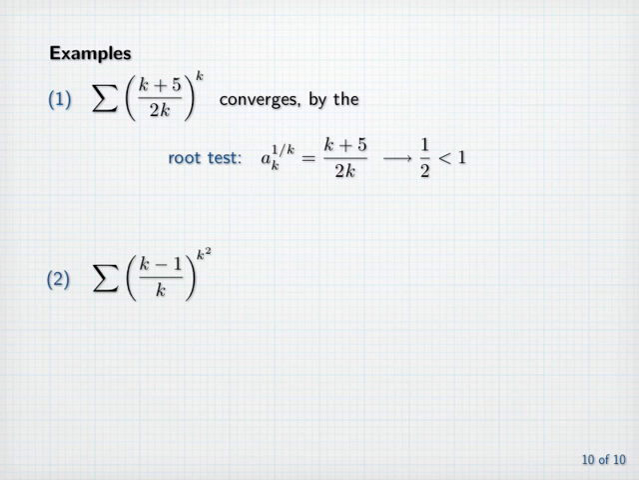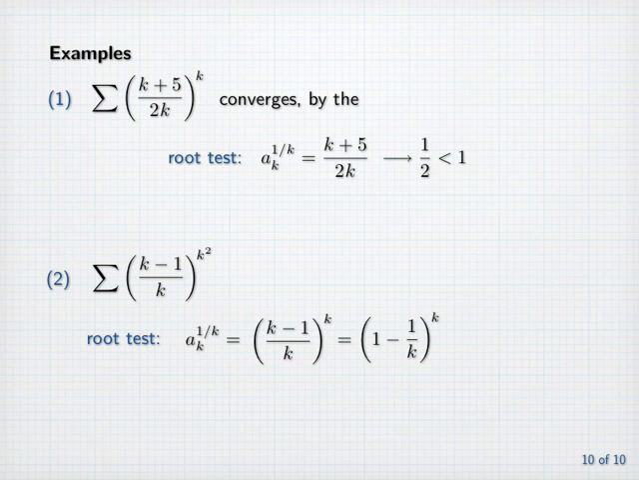Another example. Consider the sum of ((k minus 1) over k), all raised to the k squared power. To perform the root test, we take the kth root of a sub k, which will be ((k minus 1) over k) to the k squared divided by k power, or in other words, the kth power of (k minus 1) over k. That's equal to the kth power of 1 minus 1 over k, which we recall approaches e to the minus 1 power as k goes to infinity. Since e to the minus 1, or 1 over e, is less than 1, we conclude that the series converges by the root test.